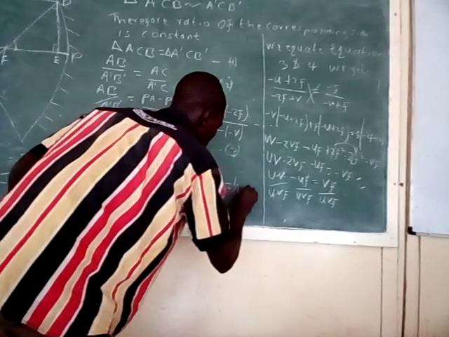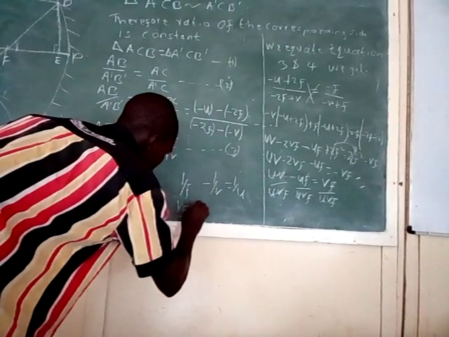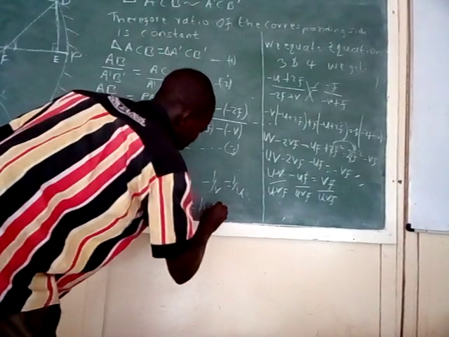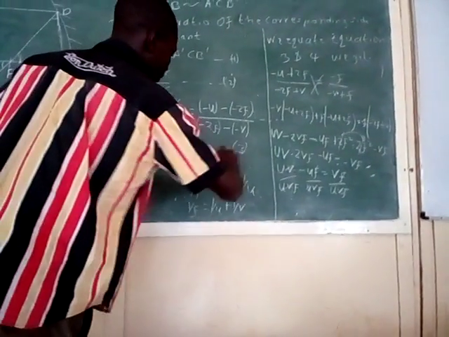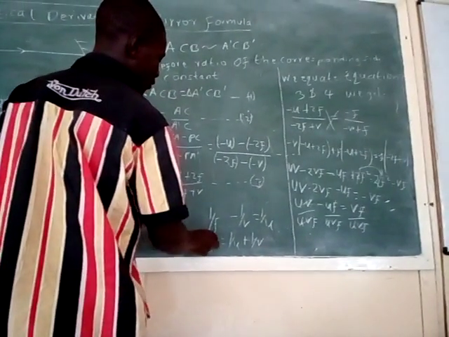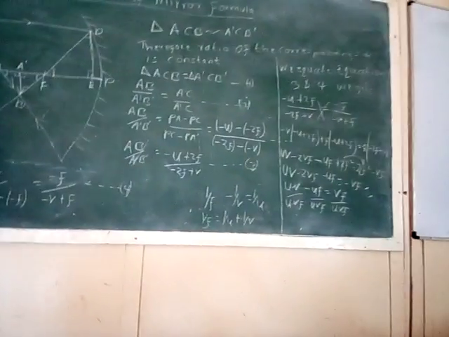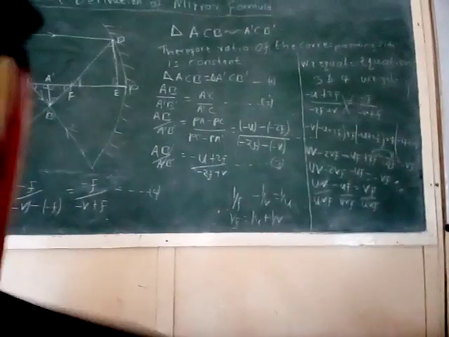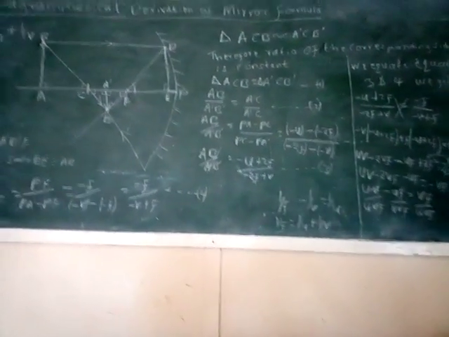So 1 over F is equal to 1 over U plus 1 over V. When this one closes, the other side is going to be basically 1 over V. Therefore, our main thing is 1 over F is equal to 1 over U plus 1 over V. So that is the mirror formula. Are we together? Yes.